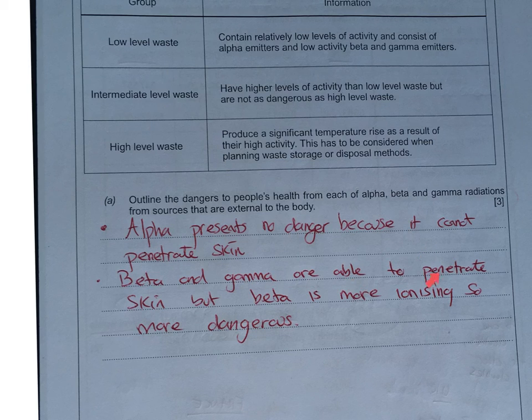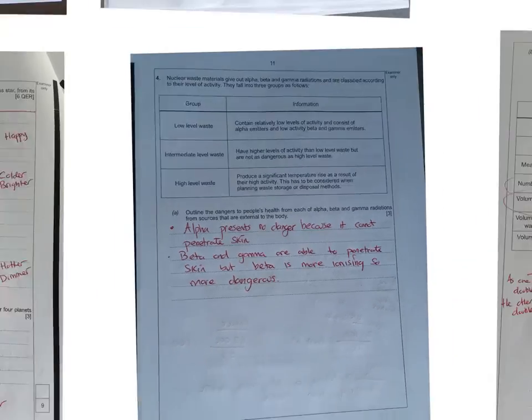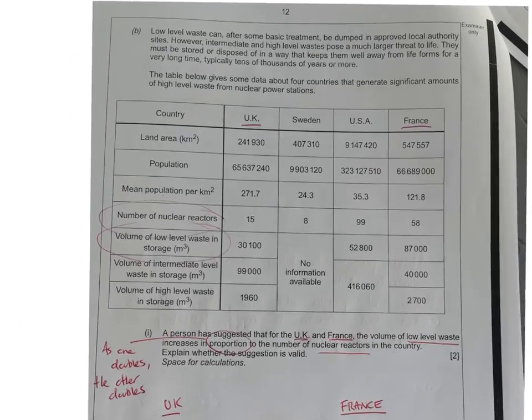Beta and gamma are able to penetrate the skin, but gamma is more ionizing, so I guess it's less healthy for us to have gamma, sorry. This is why they often use gamma as tracers and make sure it's a short half-life with a tracer.